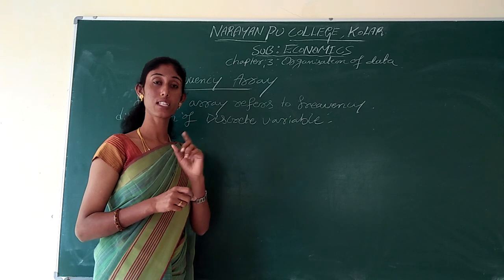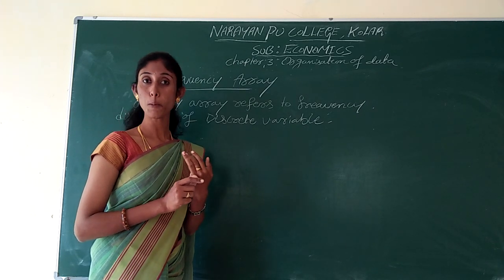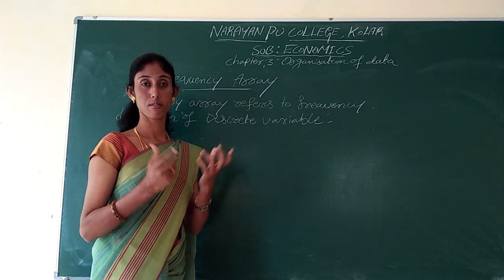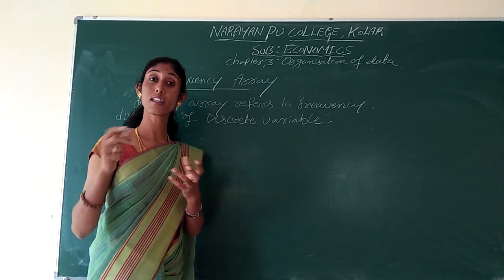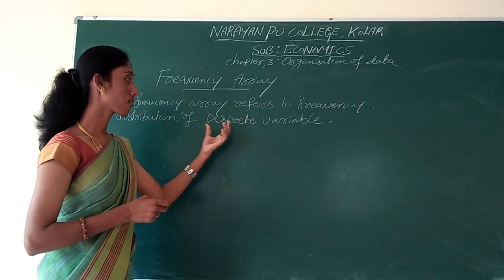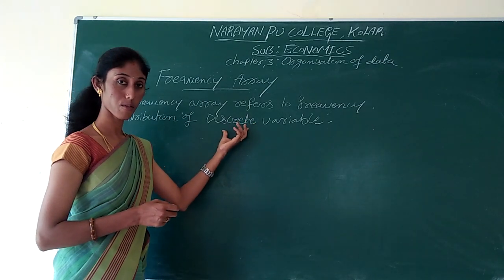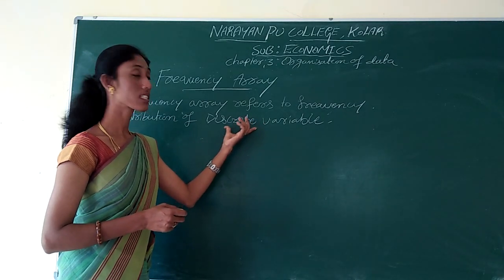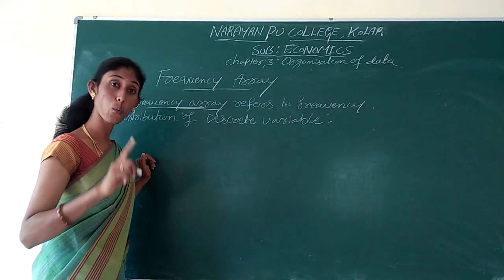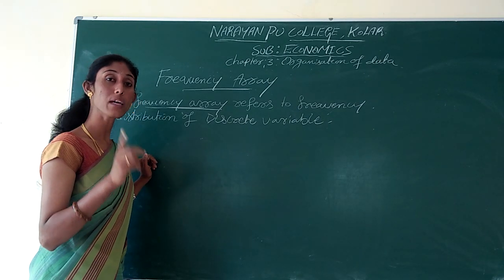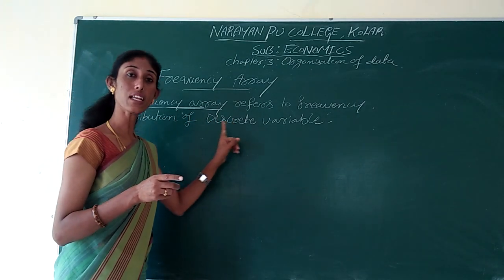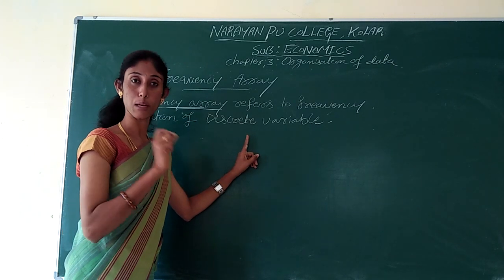For example, discrete variables are the number of persons in a family, number of children in a school, and number of students in the classroom. Likewise, we have certain examples of discrete variables. When we distribute a discrete variable, that is called a frequency array. They will ask for 1 mark or 2 marks: What do you mean by frequency array? Frequency array refers to the frequency distribution of a discrete variable. If you want, we can give examples.